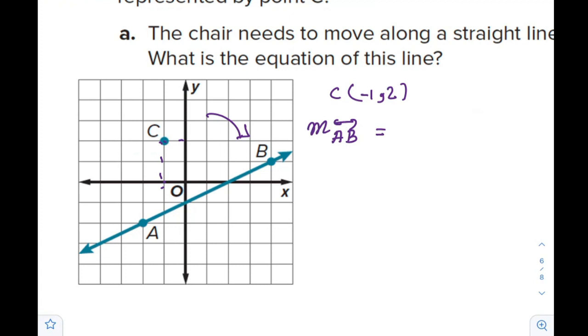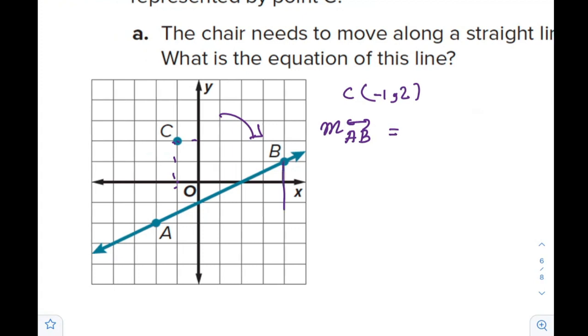Then we know whether the lines are parallel or perpendicular. So we need to find the slope of AB, the slope of the line AB. I would use rise over run. I will use this point with that point. Of course, you can use this as well.